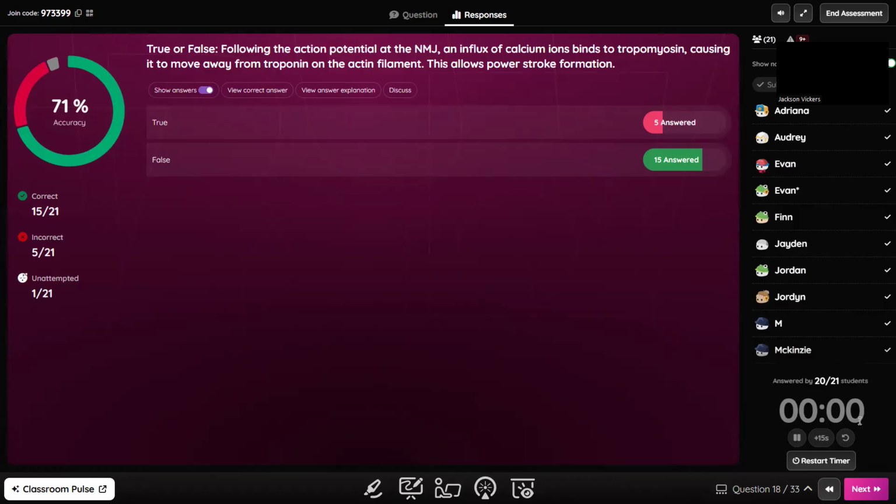So again, I did this on the last one, I'll do it again here. Very often he likes to do a true or false where most of it is true, but maybe one word is what's false. And he'll want you to cross that out and put the right thing. So this is true: following an action potential at the NMJ, an influx of calcium does occur, but it binds to troponin, and troponin is what is connected to the tropomyosin and pulls that off the actin, allowing for the whole cross bridge to go. Cool.